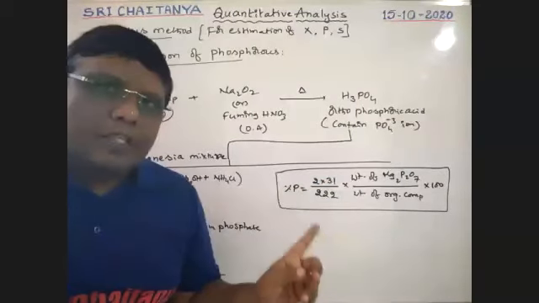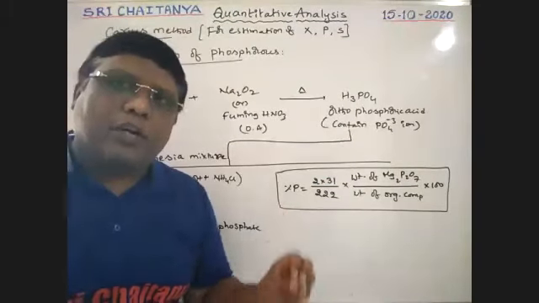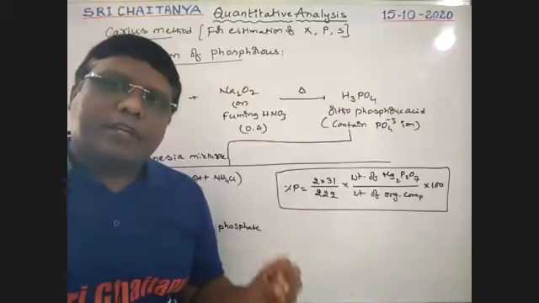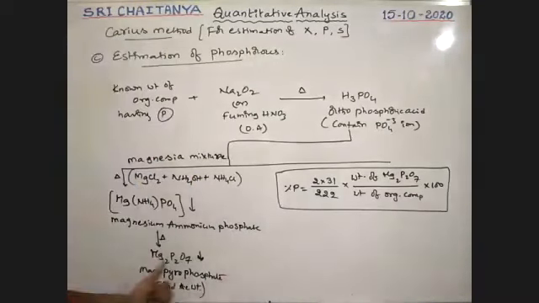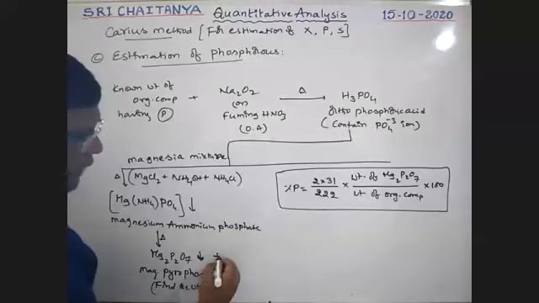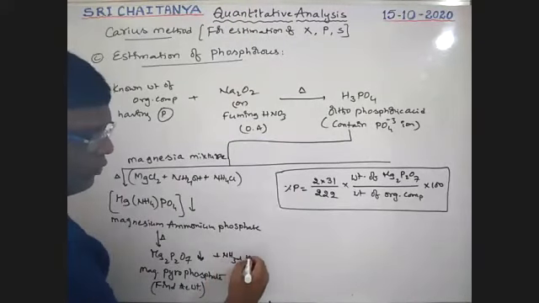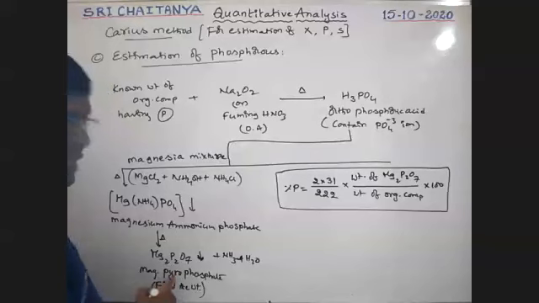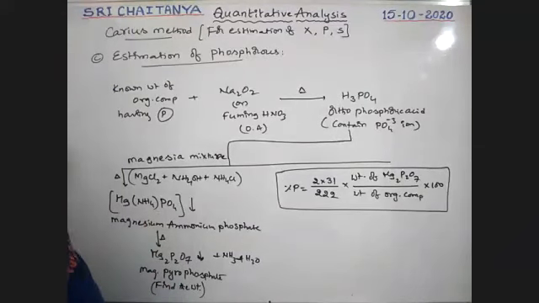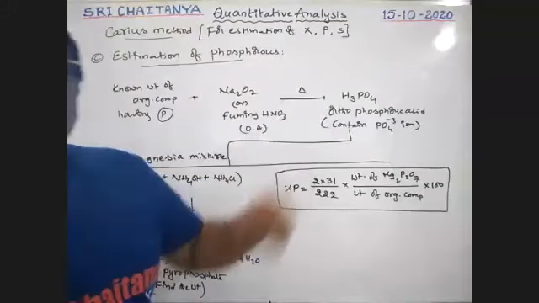See, boys, what is the precipitate here? That is magnesium pyrophosphate. What is its formula? Mg2P2O7, that is P2O7 4-, with 2 Mg 2+. Overall, this is the precipitate. Along with this, ammonia and water are also liberated, but we need this precipitate. So this is the way to prepare a precipitate from phosphoric acid.